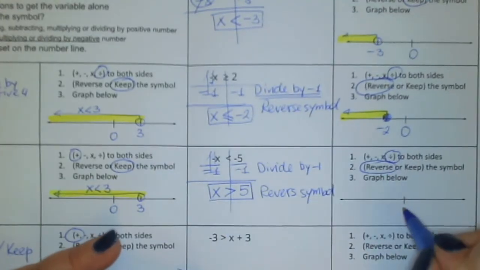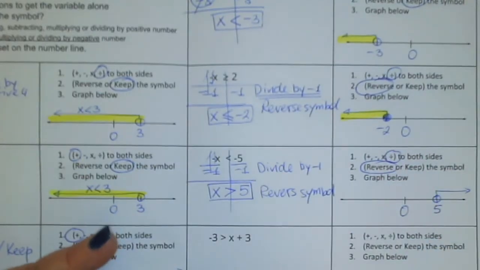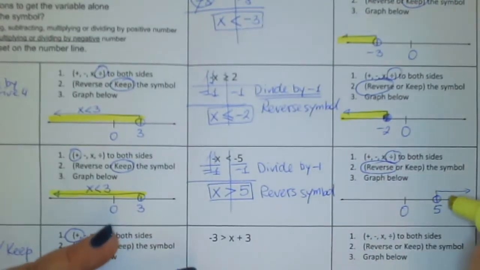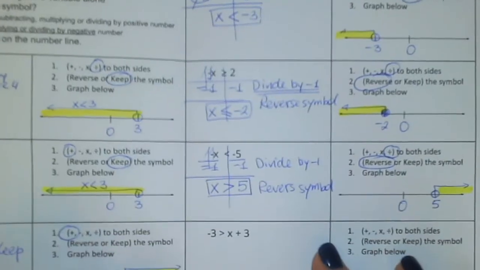Then when we graph, 5 is on the right hand side of 0. Empty circle, go right for greater numbers such as 6, 7, 8, and so on to the right.